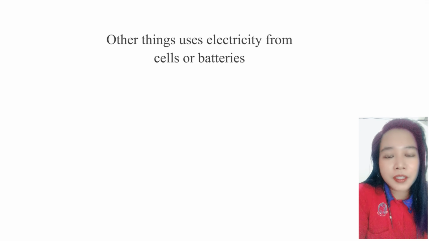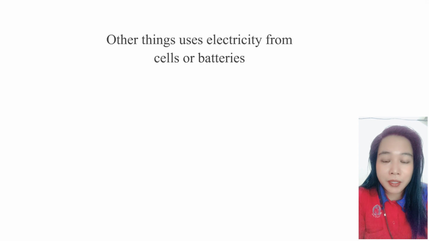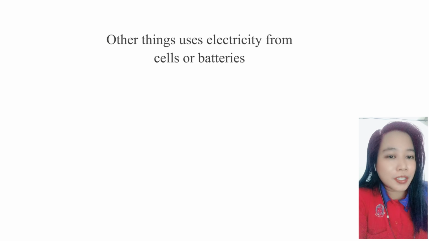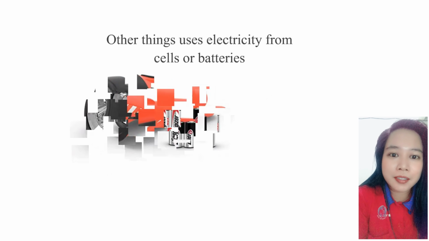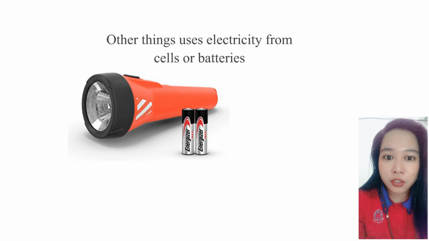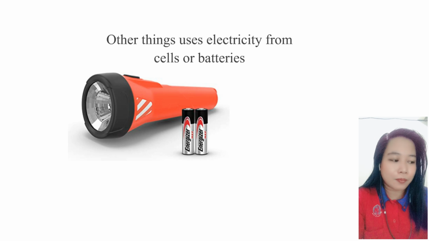Now there are also other things that use electricity but do not get it from the mains. We usually get it from cells or batteries. For example, the flashlight. We can carry it anywhere. We usually use this if the power is off, or if the main electricity is off. It functions with the help of a battery, and a battery is a source of electricity.